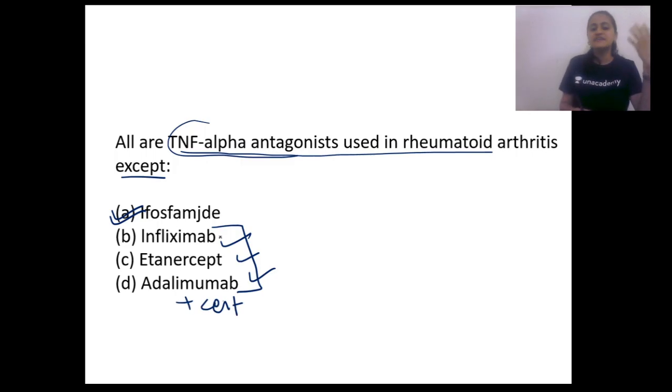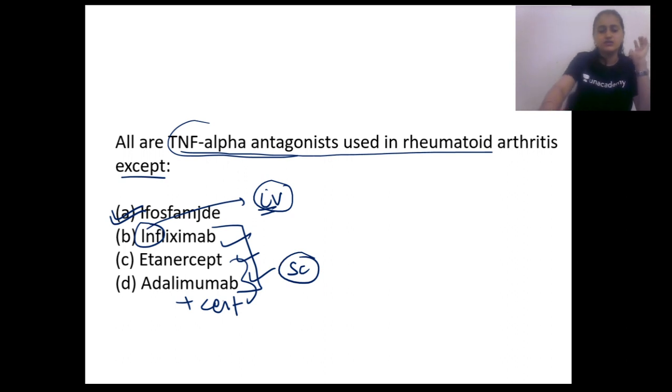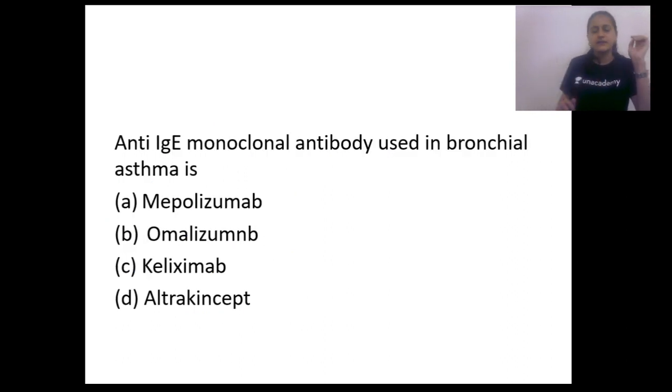Okay. And which of these is given intravenously? Infliximab is I, so it is given intravenously. So remember, Infliximab is given IV, rest of them are given subcutaneously. All of them can cause reactivation of latent tuberculosis. Yes, very frequently asked question, repeated so many times.